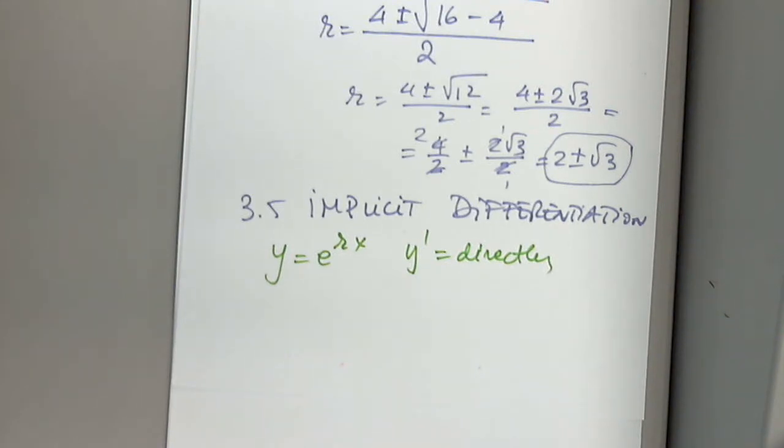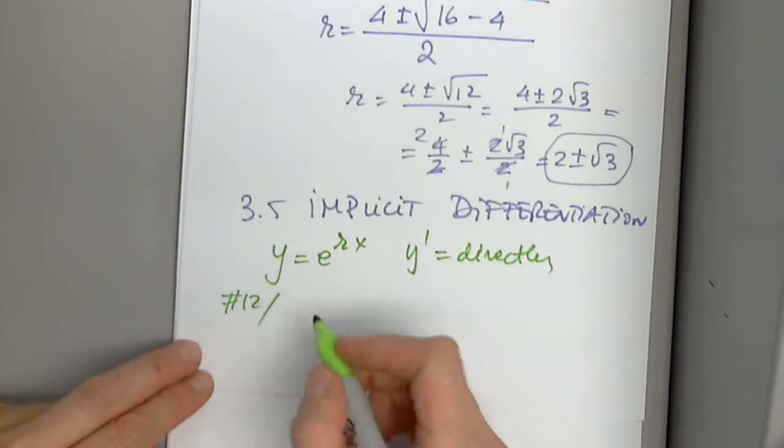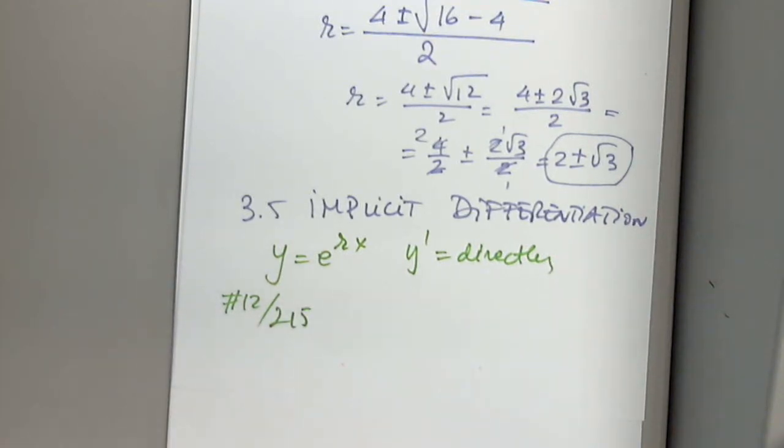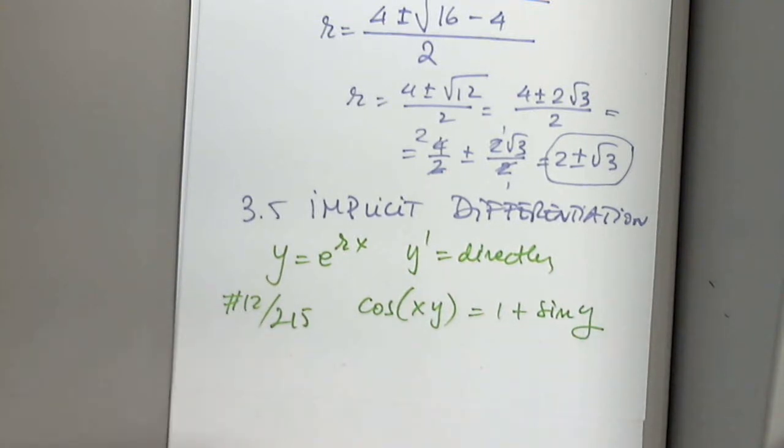However, if I have an example like the following, number 12 on page 215, which is cosine of xy equals 1 plus sine y, I'm going to ask you, please solve for y. No one can by hand. No one. A software like Maple or Mathematica or MATLAB, yes, it will, but no human can solve this for y.